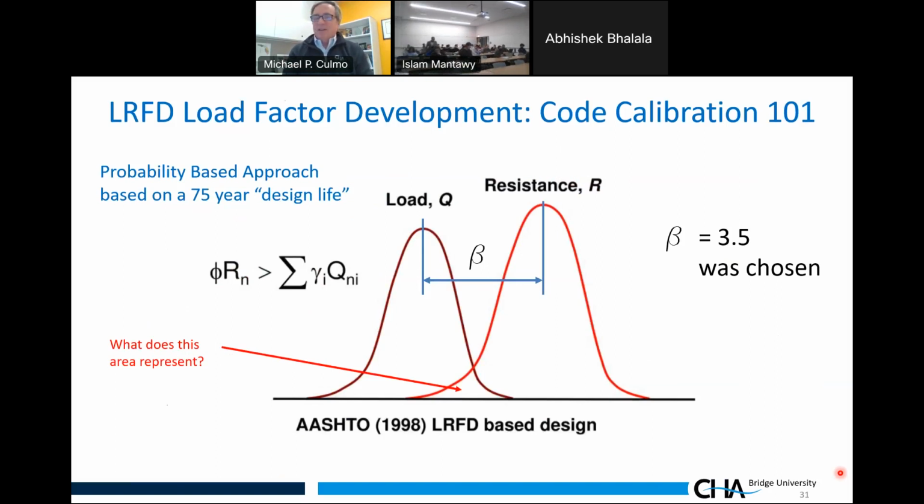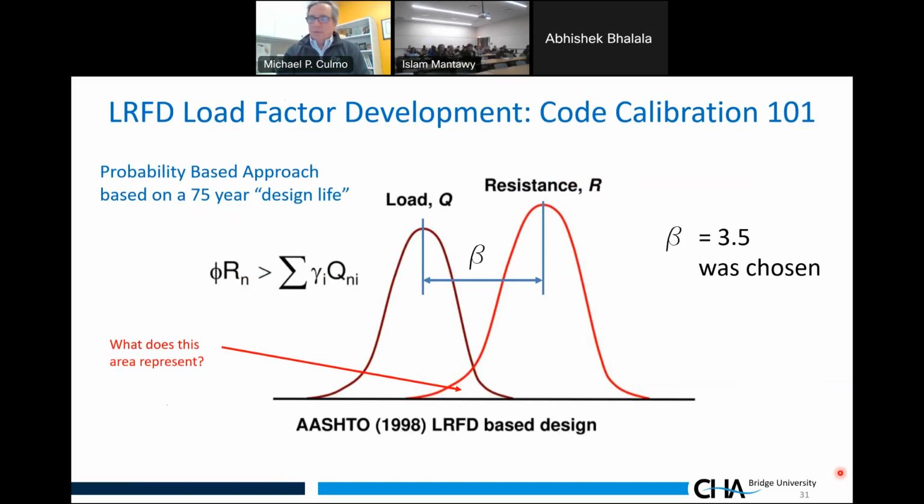The question is, how small should we make that area? And the reality is we can't make it zero. It's just not feasible to design a bridge where this never happens. So the question is, how do you design for this? What they did in the code was they used a thing called a beta factor, which is the distance between the load curve and the resistance curve.